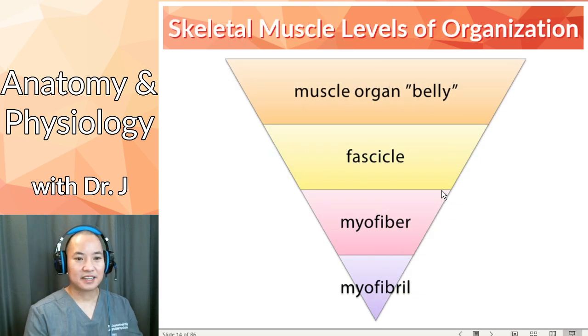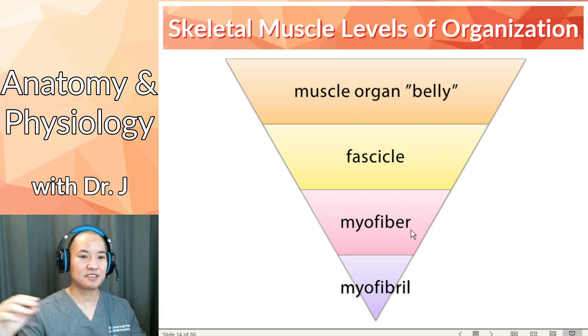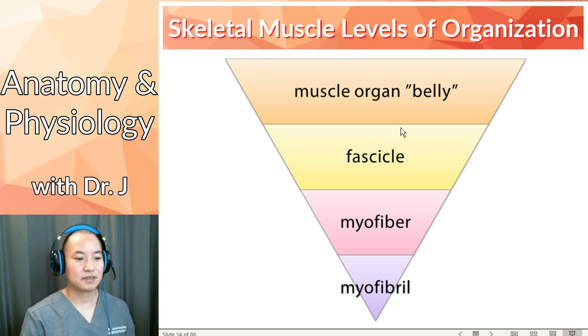All right, so back to the levels of organization of skeletal muscle. Remember that myofibrils are these complexes of thick and thin filaments. The myofiber has many of these myofibrils, the proteins. And a fascicle is a group of these myofibers. Remember, myofibers are elongated skeletal muscle cells. And when you have a bunch of fascicles, they make up a muscle organ, sometimes called a muscle belly.